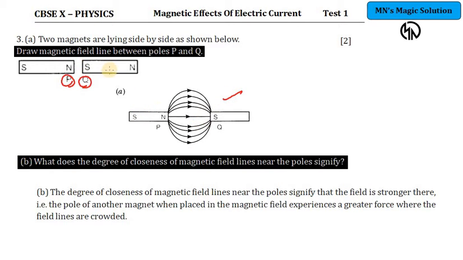As per the question, the bar magnets are placed such that the north is nearer to the south, and you know that like poles repel whereas unlike poles attract each other.